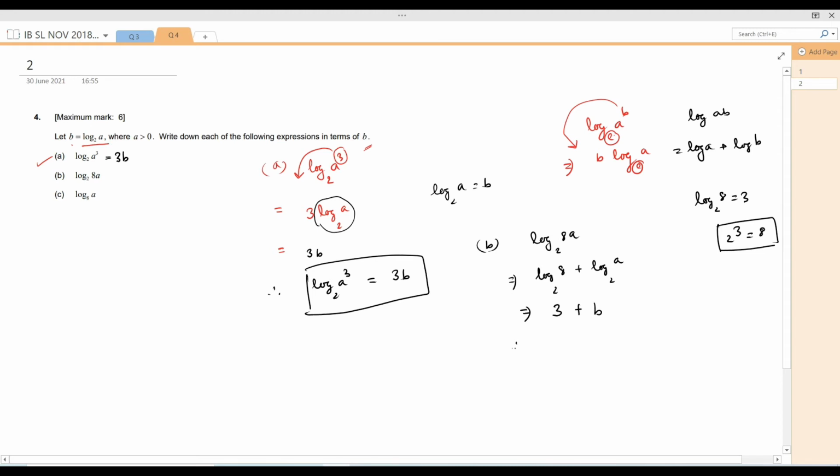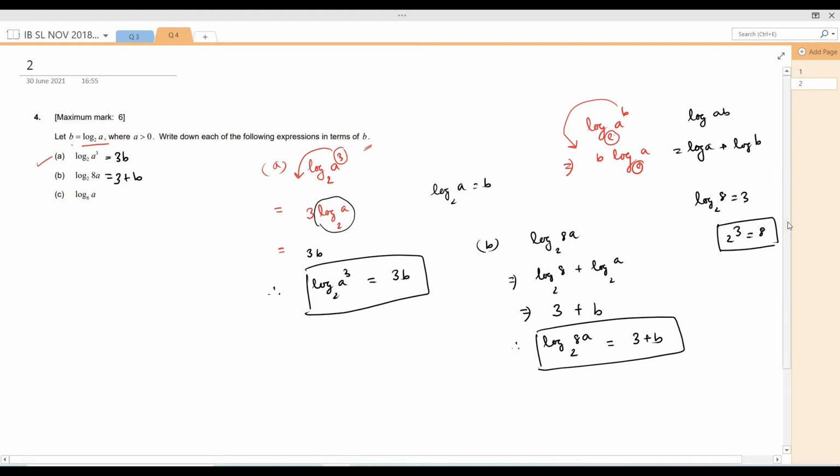So log base 2 of 8a is nothing but 3 plus b. So this problem is also done. It is nothing but 3 plus b.